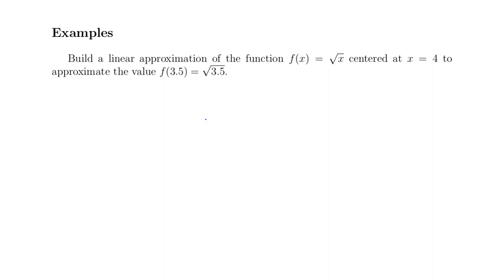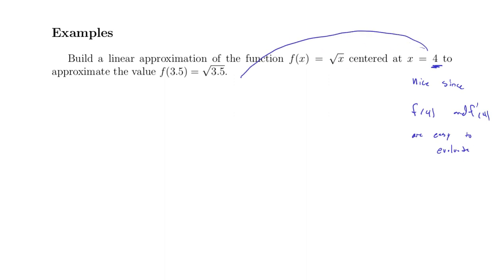Hopefully you saw that it's because I know what the square root of 4 is. The square root of 4 is 2. And so this x value of 4 is nice since f of 4 and f prime of 4 are easy to evaluate. Also, 4 is close to 3.5.